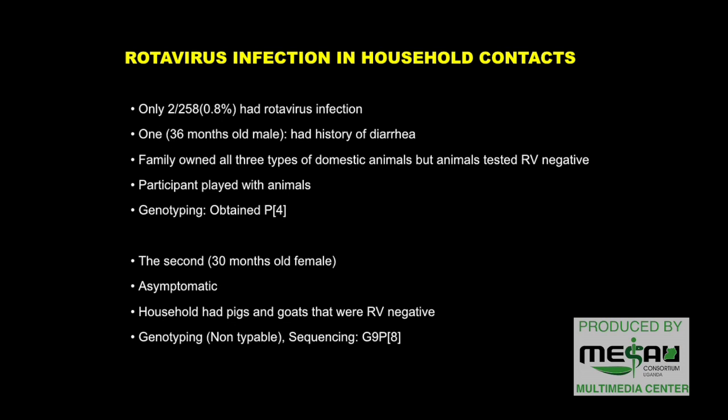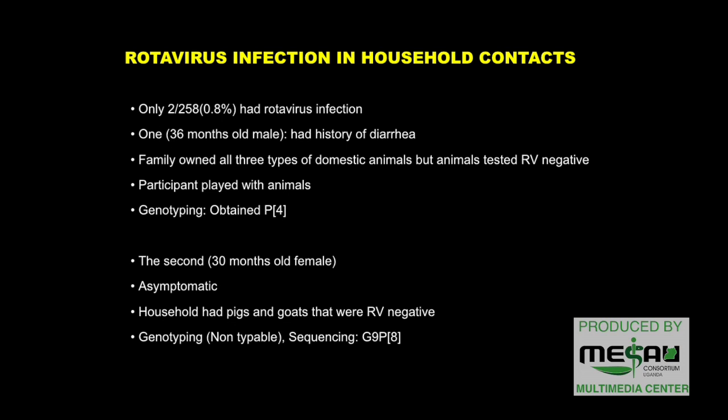Of those 2 I'm describing here, one of them was a male child who had history of diarrhea. In the household where this child stayed, there were 3 domestic animals, but all these animals tested negative. They also reported that this participant plays with animals. When we did the genotype of the rotavirus infection found in this child, we found it was genotype P4. We were not able to get the G-type.